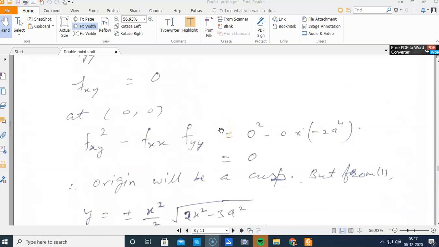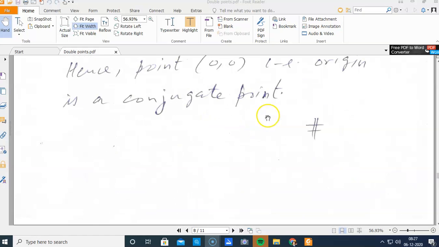Thus we should not rely on this method too much, but it gives us a simple indication of whether it will be a node, a cusp or a conjugate point. In case this quantity is negative, that is a direct indication that the double point is a conjugate point.